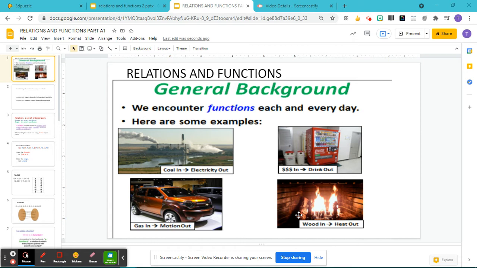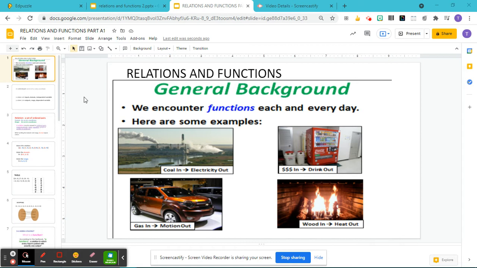I have to put money into the Coke machine to get a drink out. I have to put gas in my car for my car to run. I have to put wood in the fireplace for there to be heat. These are all representations of functions. They're rules. There's ways that things have to be done in order for something else to happen.